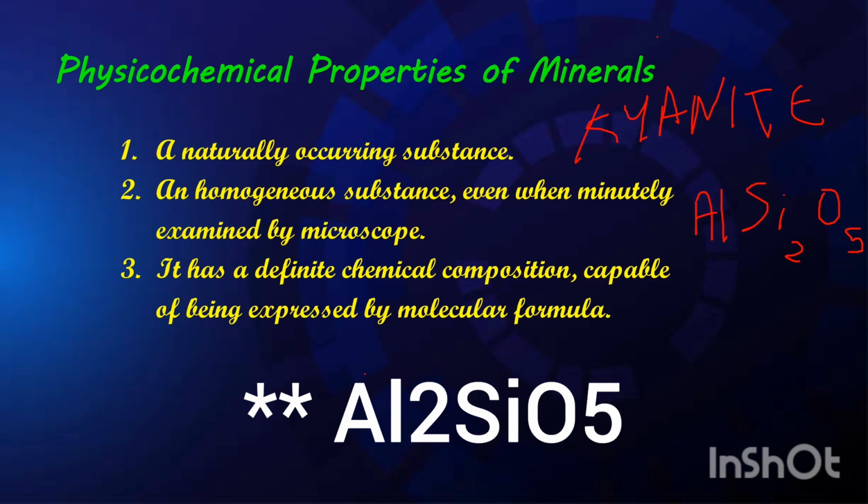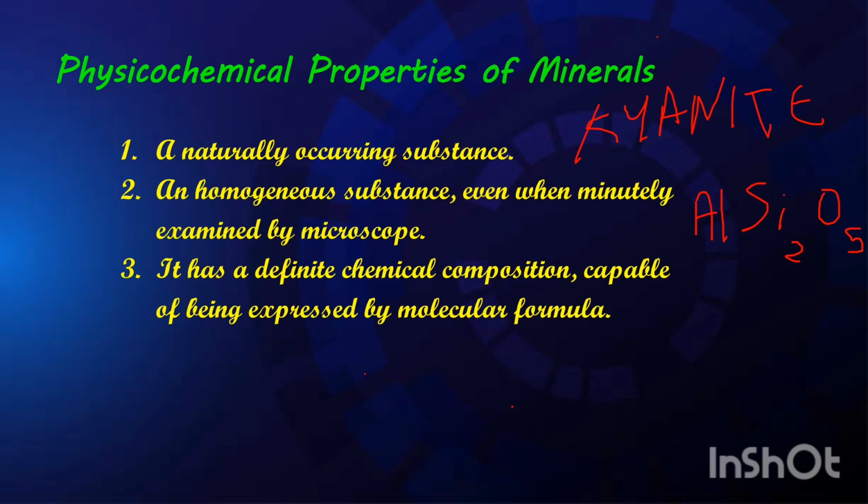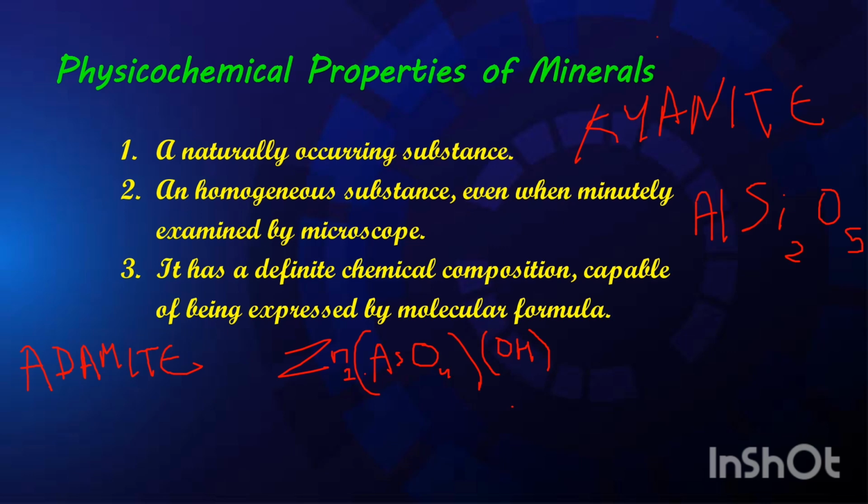Chemistry has exceptions, and here also we have a great exception, where minerals have variable formulas. Suppose, for example, I take adamite. Adamite is a zinc arsenate mineral with the general molecular formula Zn2AsO4OH. This is the general chemical formula of adamite, Zn2AsO4OH.